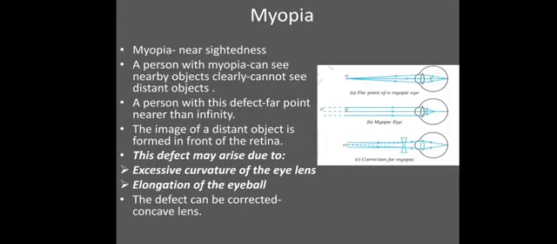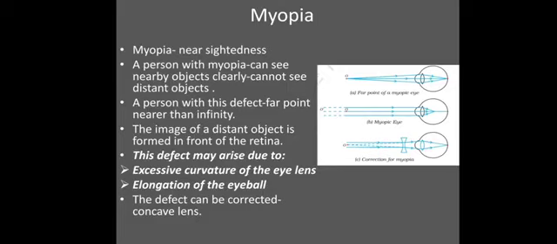Now we are moving on to the first defect, that is myopia. Myopia is also known as nearsightedness. That means a person with myopia can see nearby objects clearly, but cannot see distant objects clearly. So that is what myopia means. A person with this defect has a far point nearer than infinity. Such a person may see clearly up to a distance of a few meters.